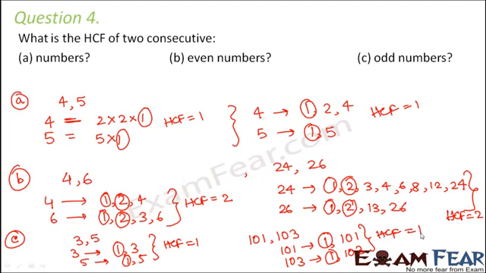In fact, you can try it out with any other set of odd numbers, but they should be consecutive, like 5, 7, like 7, 9, 9, 11. So any of these pairs, if you try to find out their HCF, the HCF will come out to be 1.